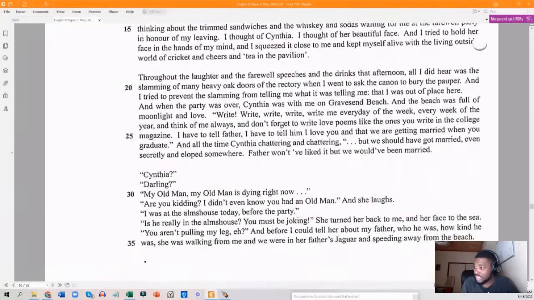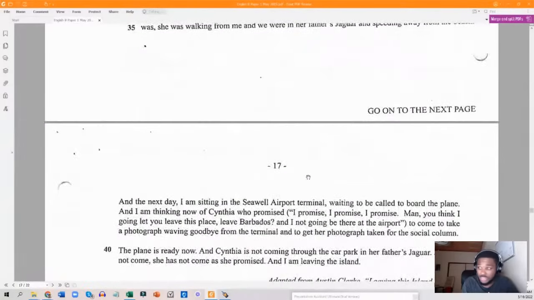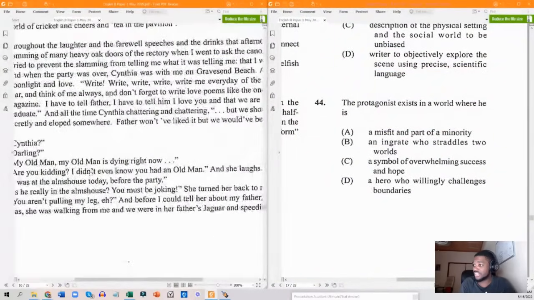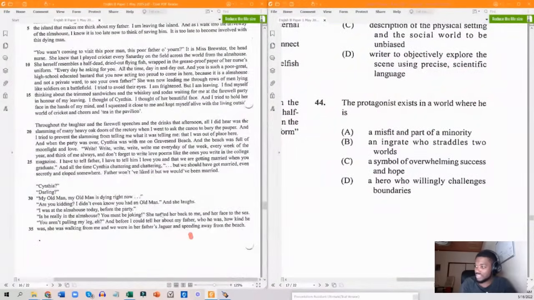All right, how else do we know that he's ungrateful? The most important evidence: "And before I could tell her about my father, who he was, how kind he was." So his father was kind, at least to the speaker. So imagine your father, who is good to you, gets locked up, and you're too ungrateful to go and visit him. Yeah, that's ungrateful right there. So he's an ingrate. I will know that he straddles two worlds because we explained that already. So it has to be B. Has to be B.